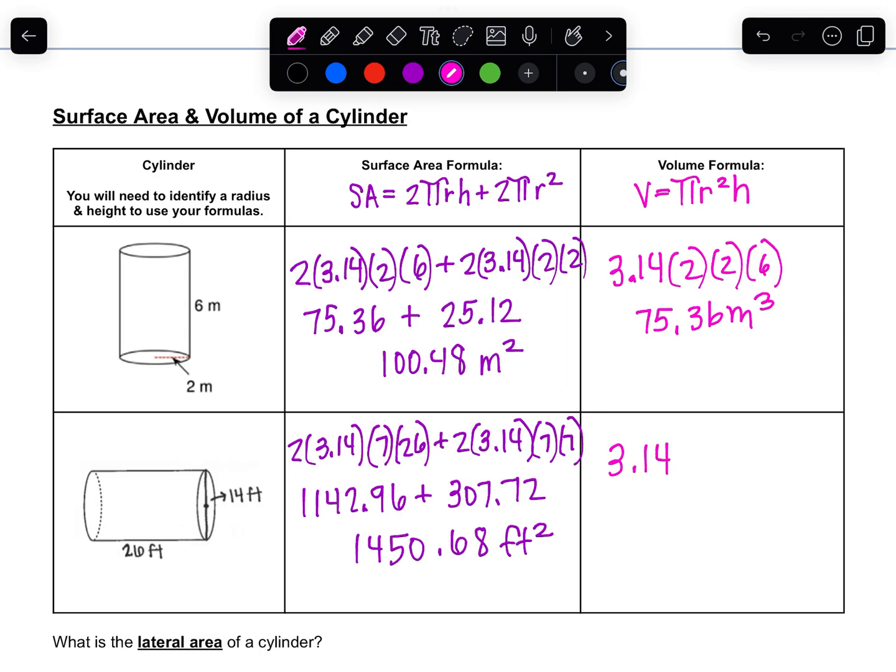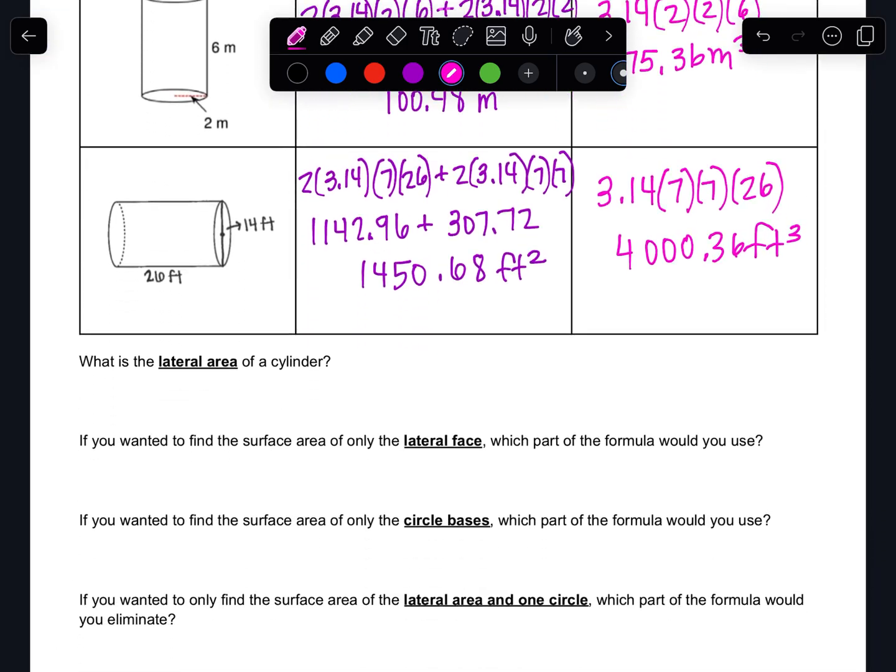Got pi, radius times radius, and the height of 26. So 49 times 26 times 3.14. 4,036 feet, and this is cubed.